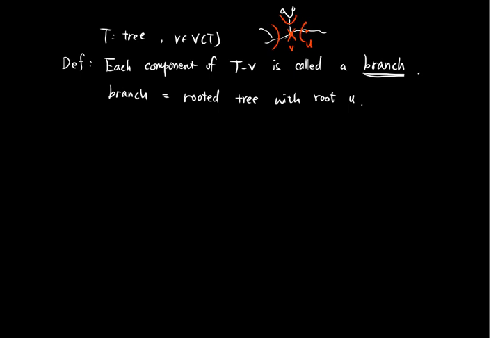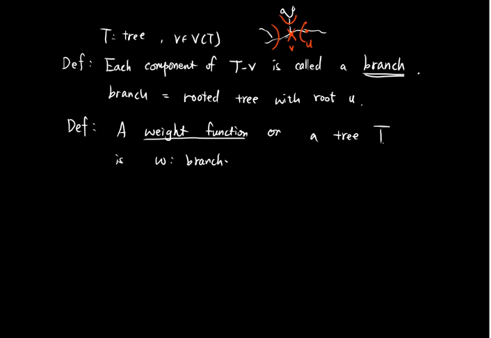Okay, now we can define a few more things. A weight function. This weight function is a bit different from other things. Okay. This weight function on a tree is the following. It takes every branch to a real number, and this real number should be positive. Right? Every branch has a weight, and later on we are going to use the weight to determine the balance point. And this function has to satisfy the following property.